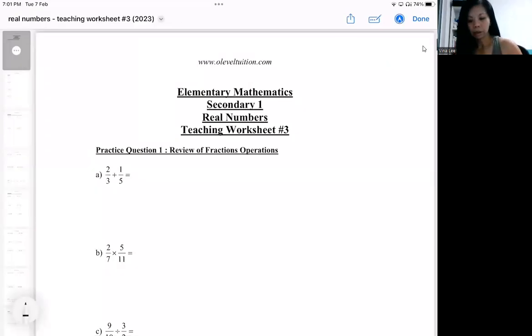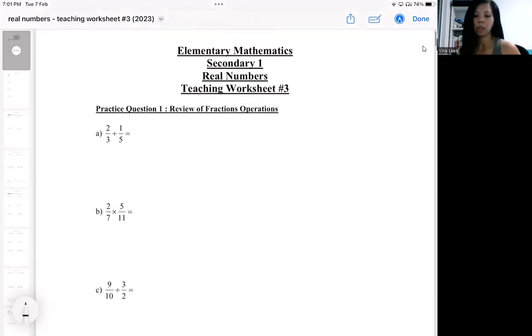Okay, for this section, we're going to focus on the operations involving fractions. So there will be negative fractions. A lot of students will find this part very confusing. It's just adding on from the second teaching worksheet. In the second teaching worksheet, you already learned about the basic multiplication rules and the division rules involving negative numbers. You also learned about the four operations.